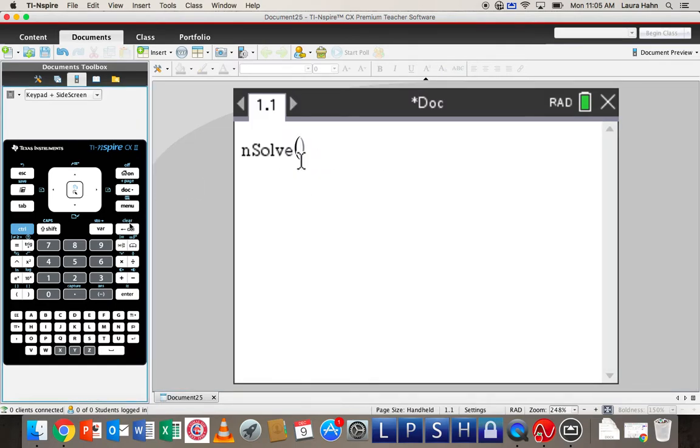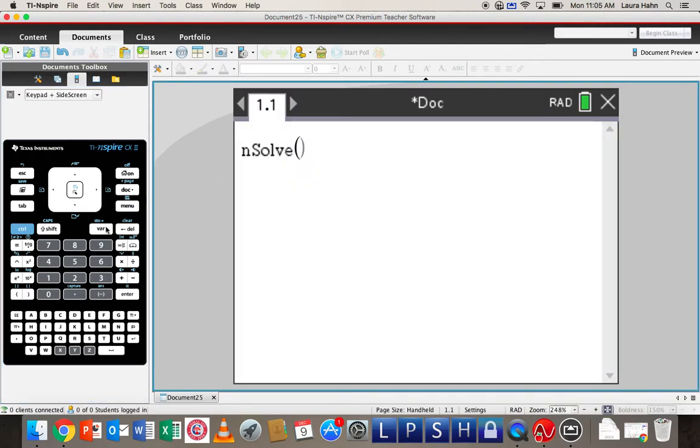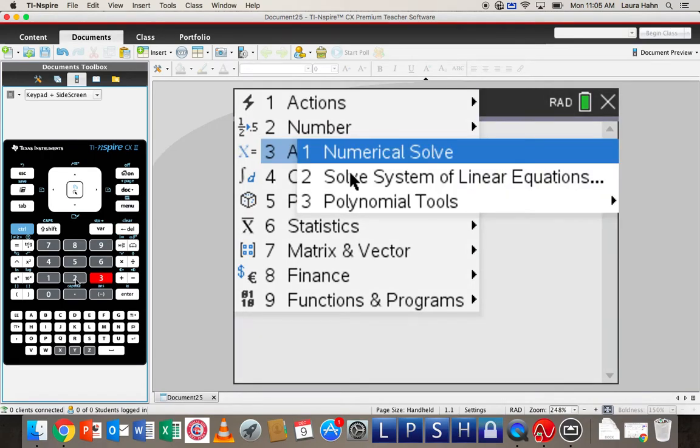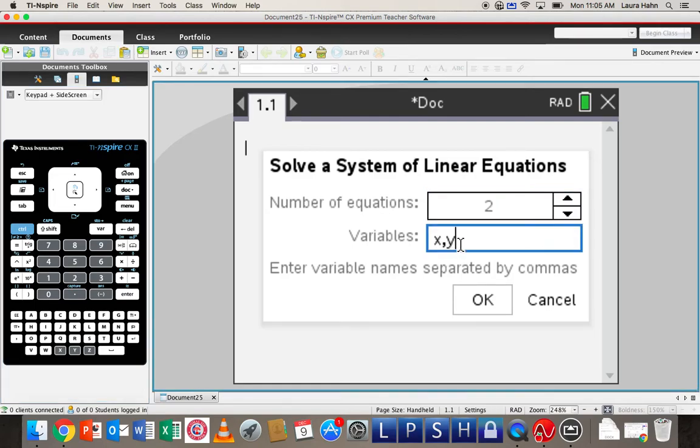Menu, 3, and then 2. We're going to solve a system. Okay, this pops up. We know we have two equations, but my variables are not x and y, so I'm going to delete that. We are using E and N, so I'm going to put E, comma, N.